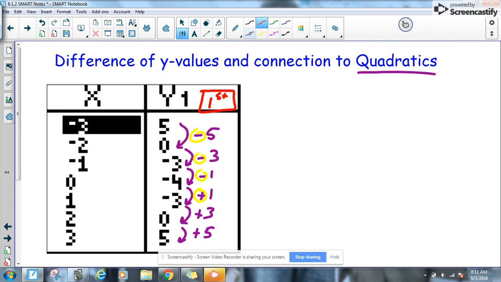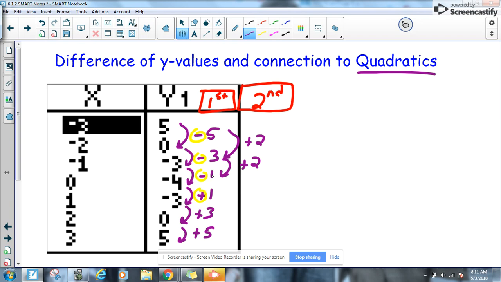But interestingly enough, we can see a pattern if we go one more time. Let's find the differences of the differences, aka the second differences. Here we go. From negative 5 to negative 3, we're going up now, right? This is getting less negative. This is addition of 2. And negative 3 to negative 1 is also addition of 2. Be careful here. This one's tricky.